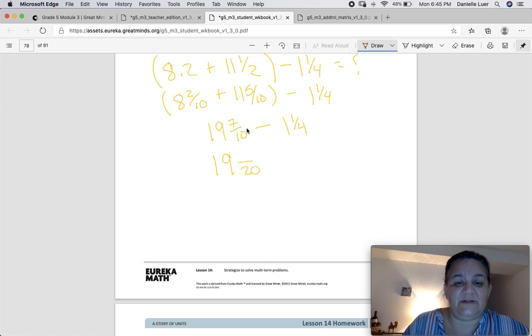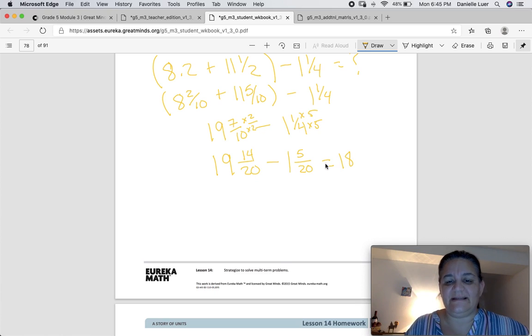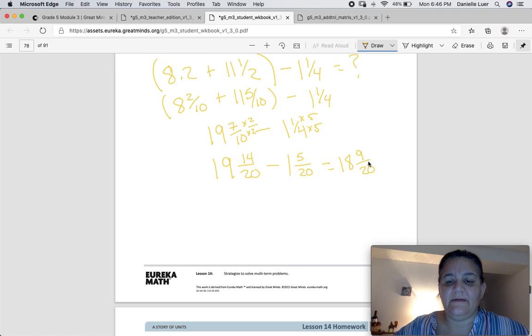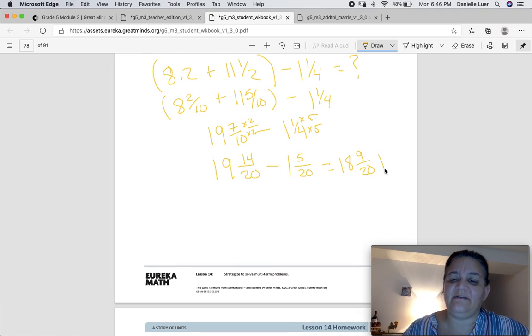So 19 7/10, and I needed to multiply that by 2 to get 20, so that means I have to multiply that by 2 over 2, that's 14, minus 1, and this times 5, and that times 5, over 20, 5 20s equals, and 19 minus 1 is 18, and 14 minus 5 is 9. So 18 and 9/20. How many kilograms of trash did they throw away? 18 and 9/20 kilograms of trash.